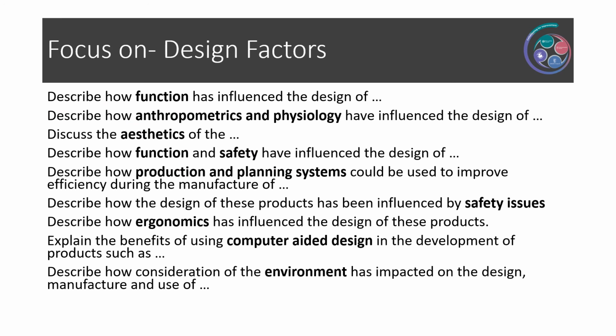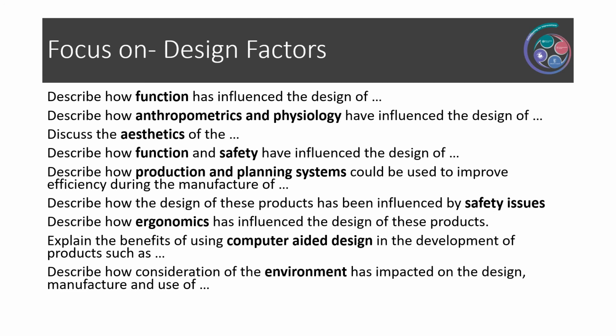Questions 1, C, D, and E in the exam paper every year are slightly different from one another, but they do all focus on design factors. Examples of C, D, and E questions are: describe how function has influenced design of the product. Describe how anthropometrics and physiology have influenced the design of the product. Discuss the aesthetics of the product. Describe how function and safety have influenced the design of the product.